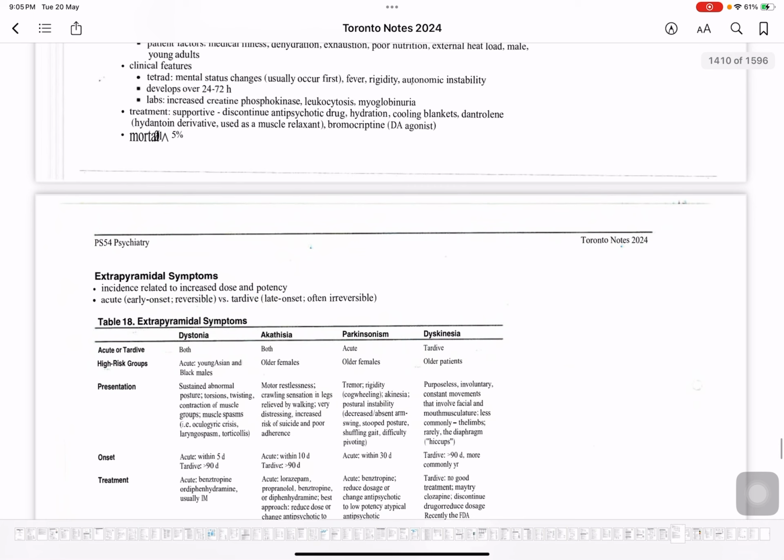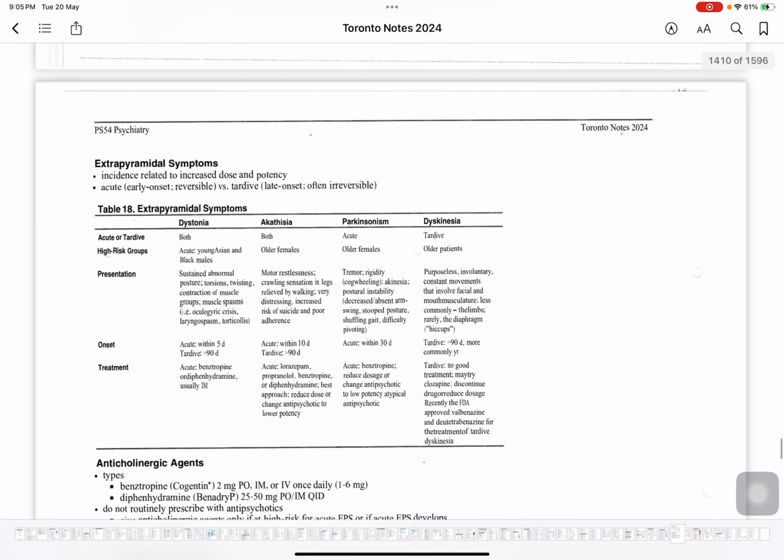Moving on to extrapyramidal symptoms: incidence is related to increased dose and potency. Acute is early onset and reversible, and tardive is late and often irreversible. Extrapyramidal symptoms, as we have already studied, are caused by first generation antipsychotic medication, right? So what are the extrapyramidal symptoms, early on or later on? Early on are the ones that are reversible, and later on are the ones that are irreversible. So let's start with acute or tardive. There are four different kinds of symptoms.